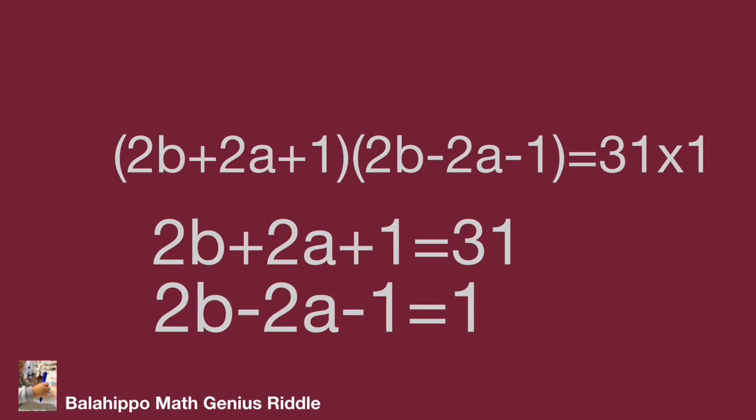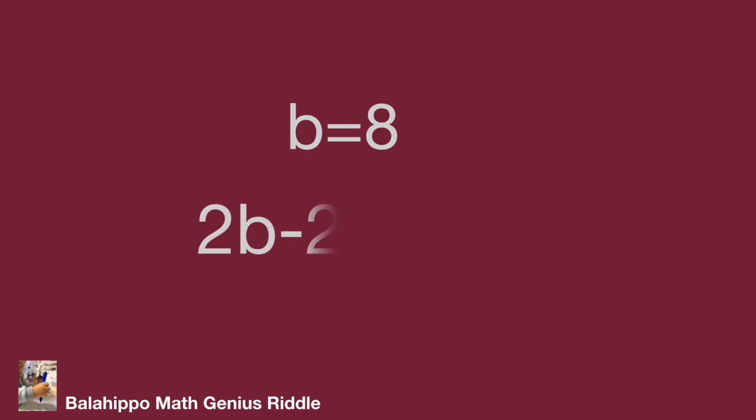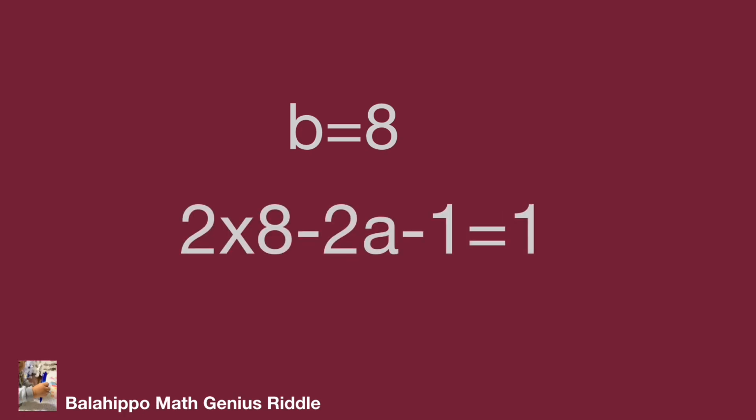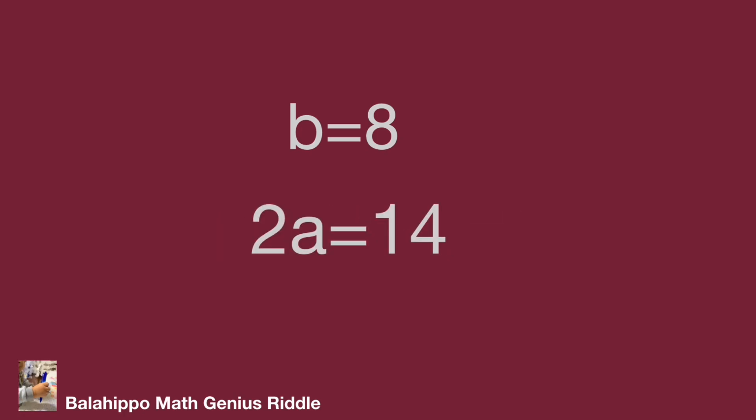Add up these two equations, we get 4b equals 32, so b equals 8. Substitute b equals 8 into 2b minus 2a minus 1 equals 1. Calculate it, we get 2a equals 14, so a equals 7. That's the values we find for a and b.